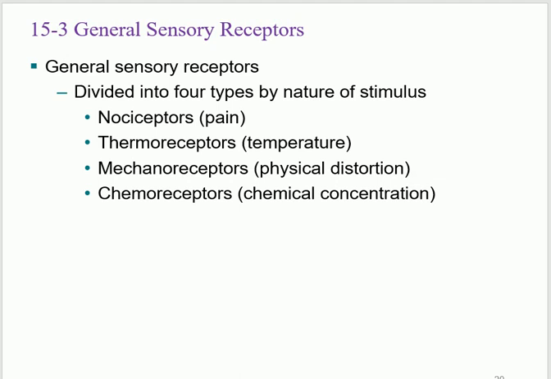Pain receptors are called nociceptors. The temperature receptors are called thermoreceptors, and you do need to know that. The receptors that work with physical distortion are called mechanoreceptors. The ones that respond to change in the chemistry or chemical concentration are chemoreceptors.